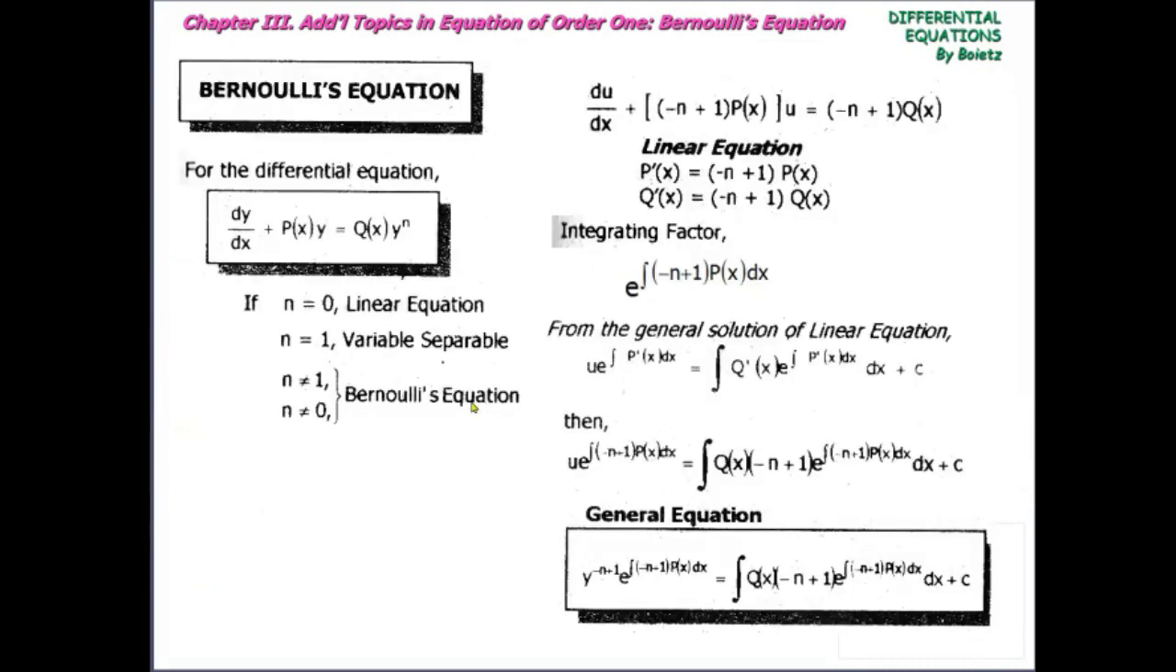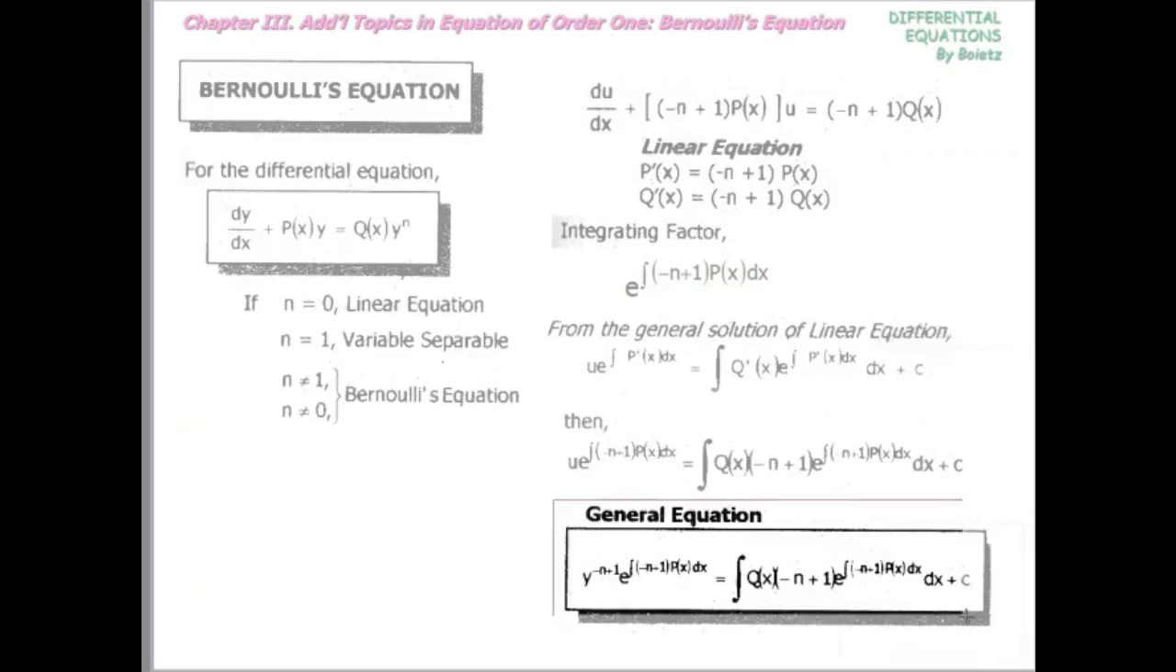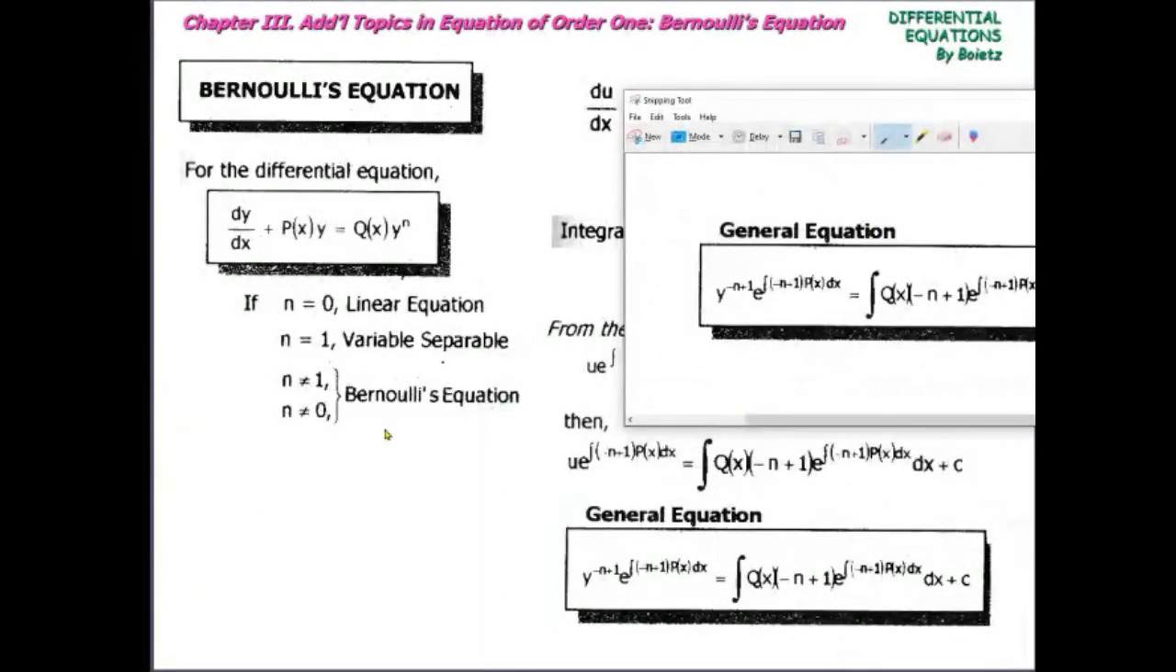Okay. Ito yung formula, no? Ito yung general solution ng Bernoullis equation. Okay, so let's try to solve this differential equation: 3xy prime y plus x squared y to the fourth is equal to 0.